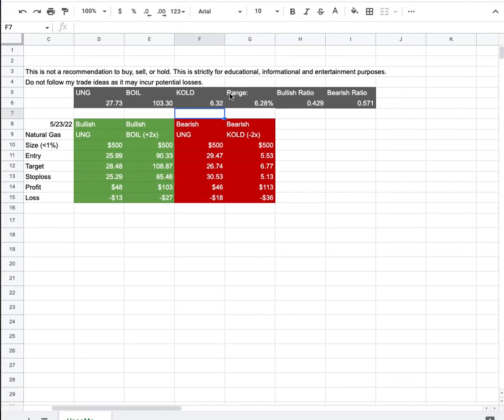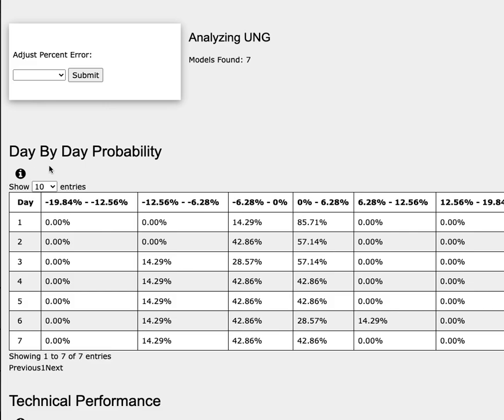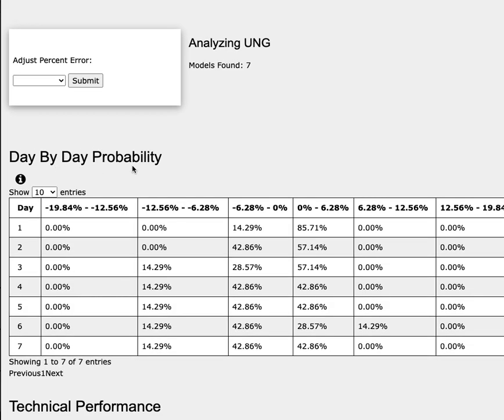So how did I develop these trade ideas? It all comes from the day-by-day probability model. As we progress to the 5th day of trading, natural gas has a 43% chance to climb between 0 to 6%. To the downside, it has a 43% chance to fall between 0 to -6%, and a 14% chance to fall between -6 to -13%.